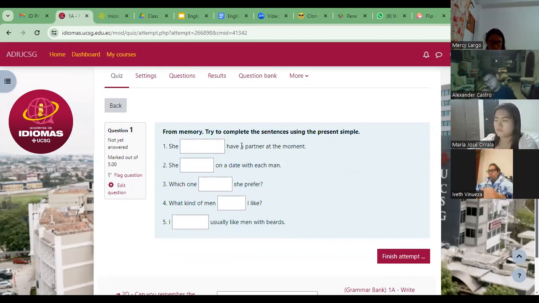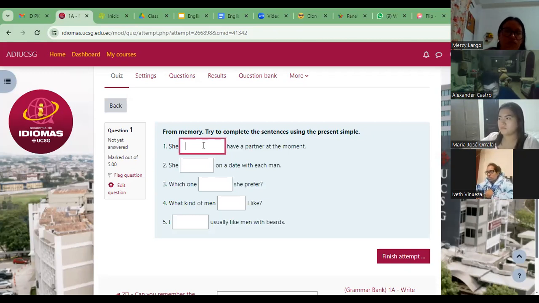She have a partner at the moment. So what is it missing here? What do you think? Has. Doesn't. Doesn't. She doesn't, right? Why do we know that it's negative? Why is it negative and not positive, for example? Because she was single. Excellent.